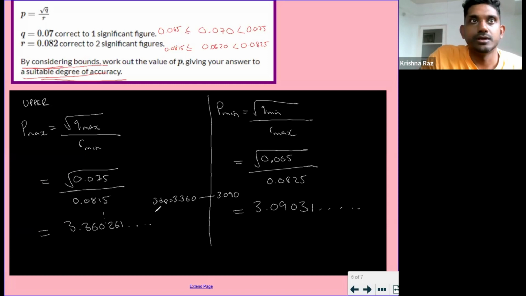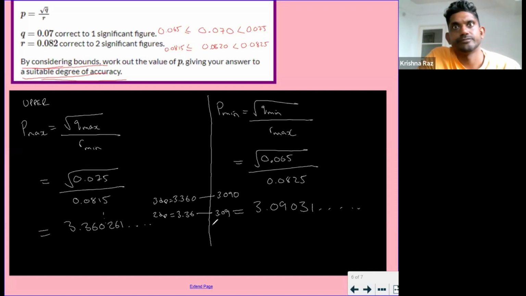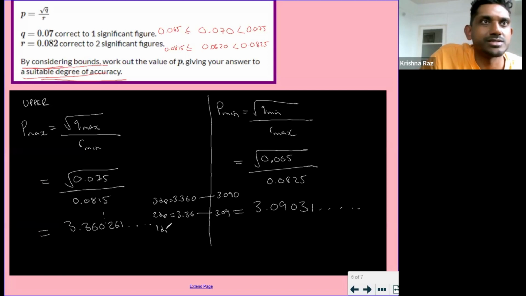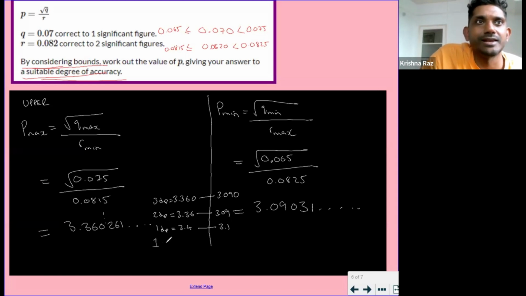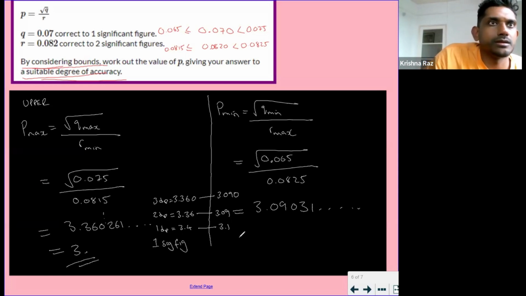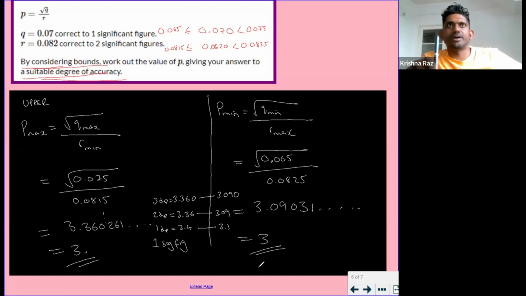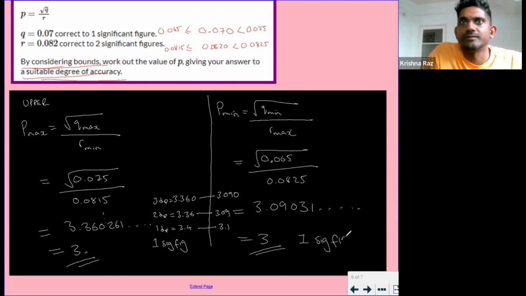Hell no. Let's go 2 decimal places. We're going to get 3.36 and 3.09. Are those the same? Hell no. Let's go to 1 decimal place. Are they the same? 3.4 and 3.1. No. But what will they round the same to? Exactly, 1 significant figure. So by considering bounds, work out the value of P, giving your answer to a suitable degree of accuracy. For this would be 3. The degree of accuracy would be 1 significant figure.